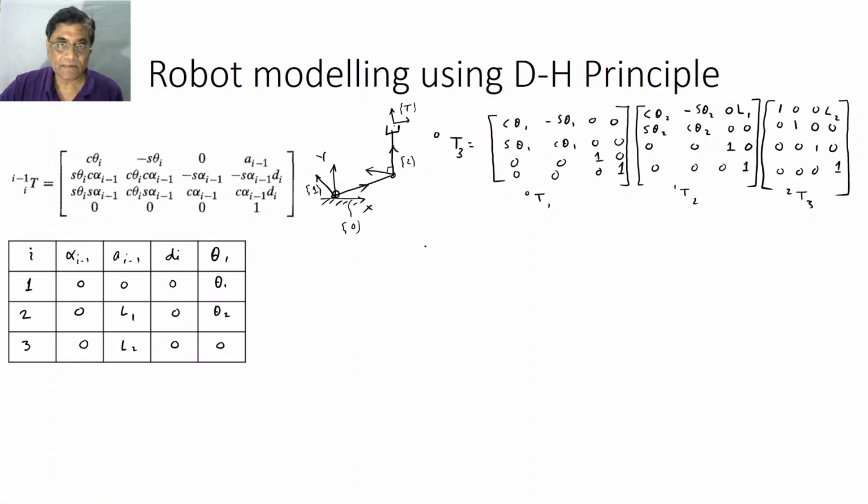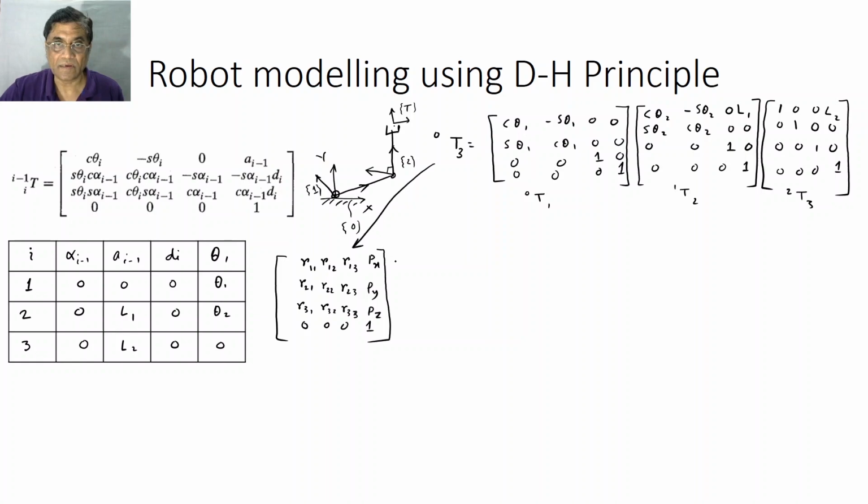Now I am going to write this equals R11, R12, R13, Px, R21, R22, R23, Py, R31, R32, R33, Pz, 0, 0, 0, 1. Okay, so this is what this matrix is. Okay, I am writing. Now you just multiply them. Okay, very quickly.